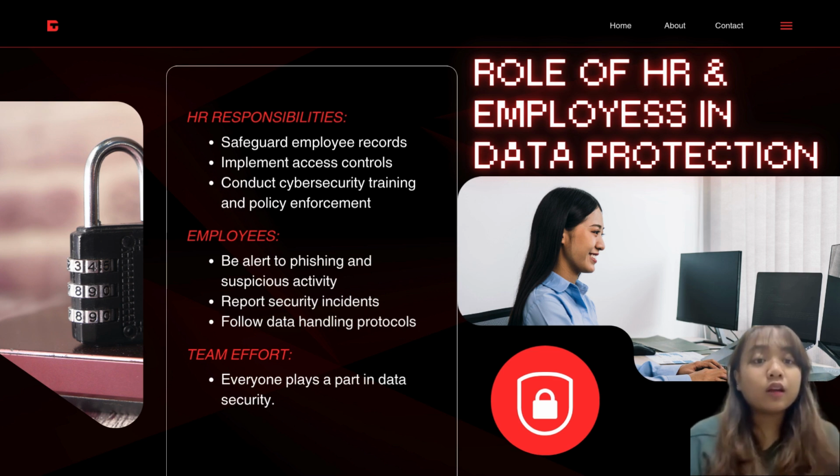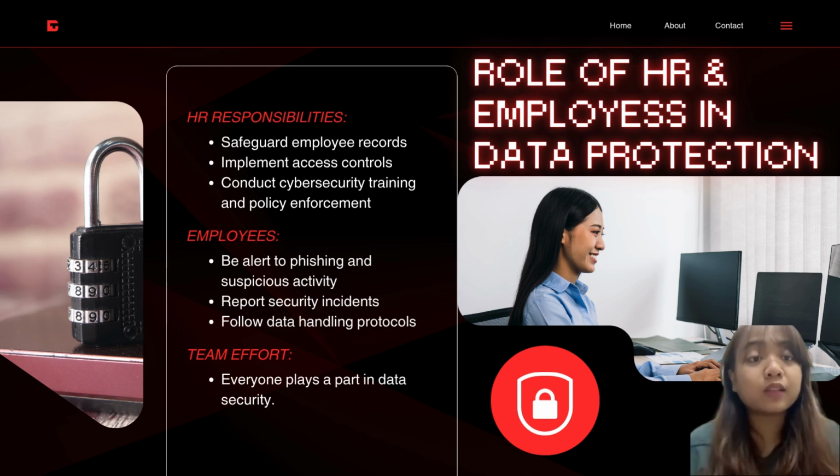Let's start with HR. The Human Resources Department plays a crucial role in safeguarding sensitive data. Why? Because they handle, first, employee personal records such as identification documents, banking details, and medical history. If leaked, this data can be used for identity theft or fraud. Next is access permissions. It is deciding who gets access to what systems, files, or databases. Setting the right permissions helps limit exposure and reduce risk. Next is organizing cybersecurity training. It is making sure that all employees are educated about common threats and how to respond to them.